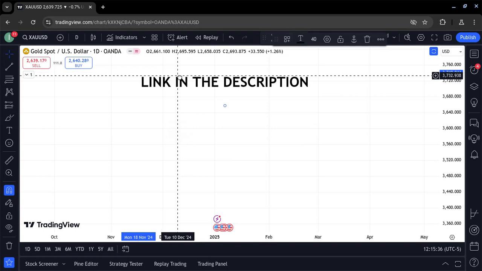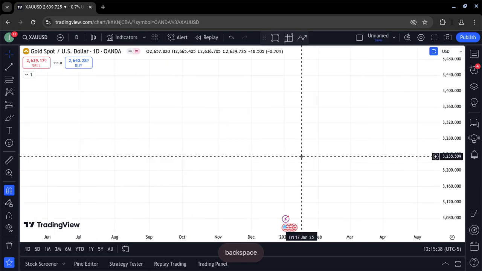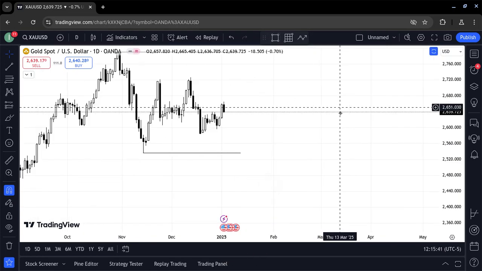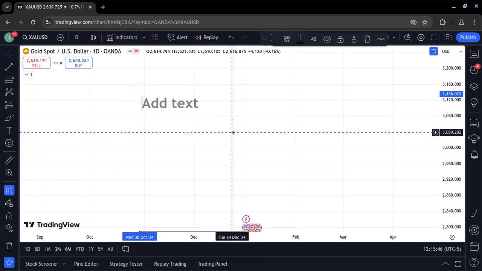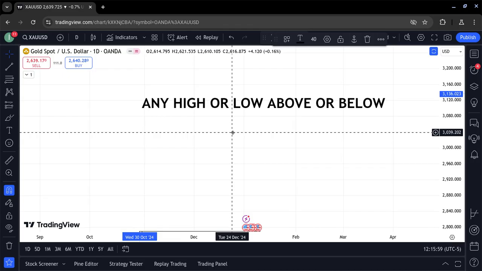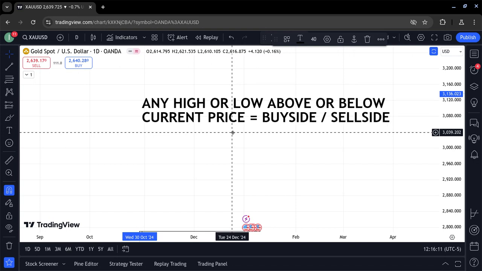All right, so once this announcement is done, let us move along with the market. Let me tell you what a buy side or sell side liquidity is. Any high or low, above or below, now this is important, above or below current price, equals what? Buy side or sell side liquidity.